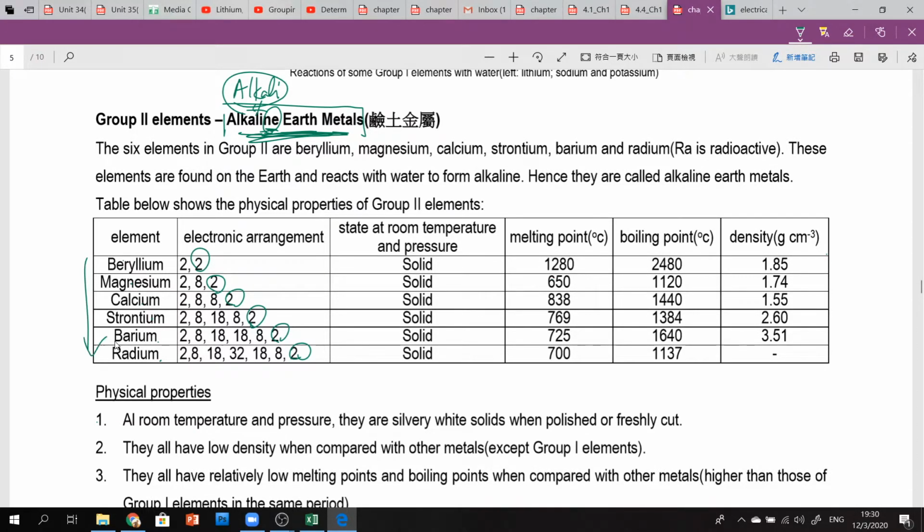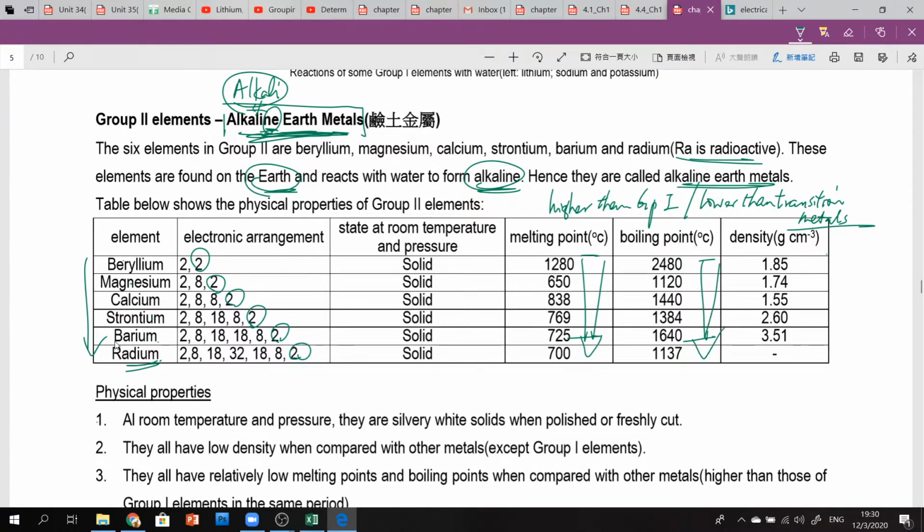From beryllium to radium, and radium, just like francium, is radioactive. They are found in the earth and react with water similarly to form alkaline solutions, so we call them alkaline earth metals. When you compare the melting and boiling points with group 1, they are slightly higher than group 1, but still lower than transition metals. Similarly, there is a decreasing trend down the group.